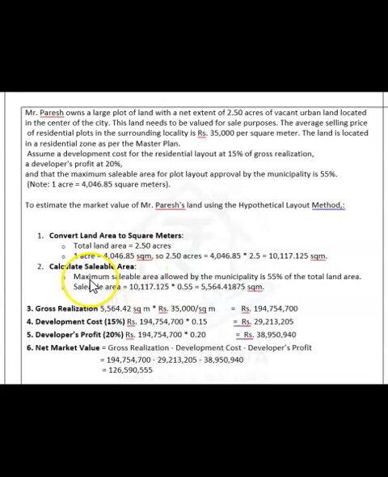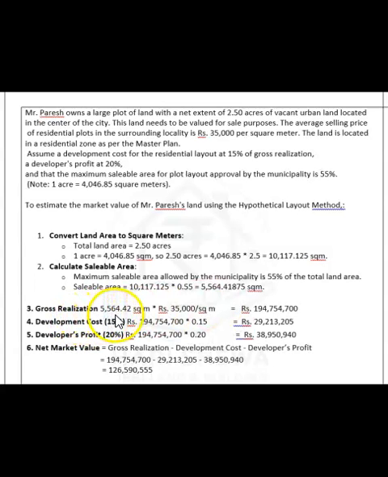Calculate the sellable area. The maximum sellable area allowed by the municipality is 55% of the total land area. Sellable area is 10,117.125 into 0.55, which is 5564.41875 square meter. Now this sellable area is actually divided into a number of plots, but for simplicity we are calculating directly. In the case study, we will do the detailed example.